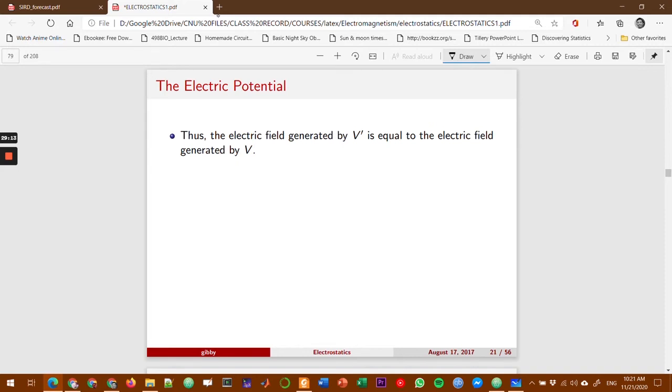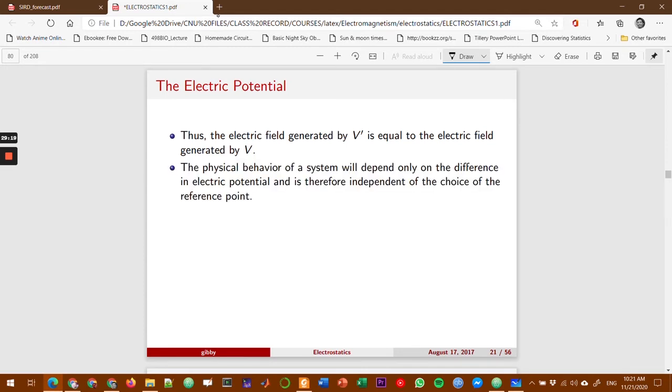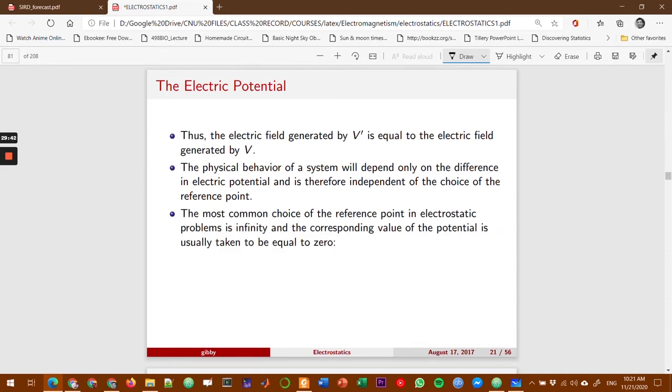So thus, the electric field generated by V prime is equal to the electric field generated by V. So the physical behavior of the system will depend only on the difference in the electric potential. Okay, so it's a conservative entity, just like gravity. It depends only on the initial and final points, not on the intermediary path taken, it's just like that. So the most common choice of reference point in electrostatic problems is of course infinity, because the potential there is 0. And the corresponding value of the potential is usually taken to be 0.